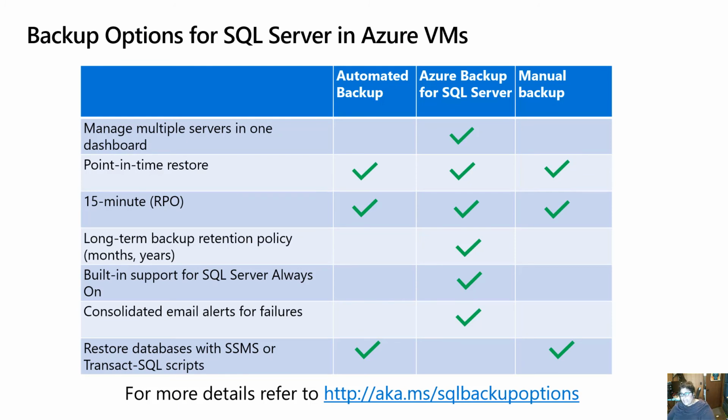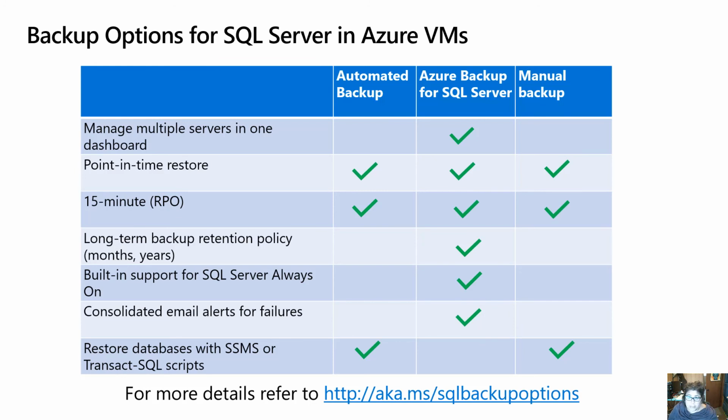So we essentially have three different ways that you can achieve backups in Azure VMs. One is automated backup. So if you're registered with the resource provider, then there is an automated backup solution. We also have Azure Backup for SQL Server. So this is a separate product in Azure that's available to you, which is a more enterprise class backup solution. And then, of course, you can just do your backups manually or use whatever process you're currently using on-prem, whether that be scripting, maybe you have maintenance plans that include backups.